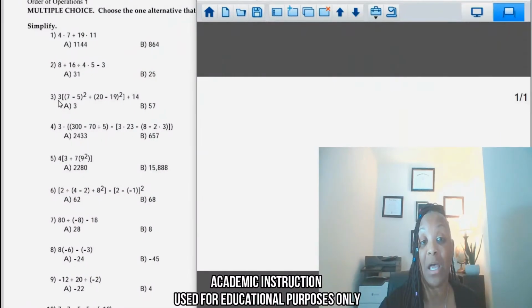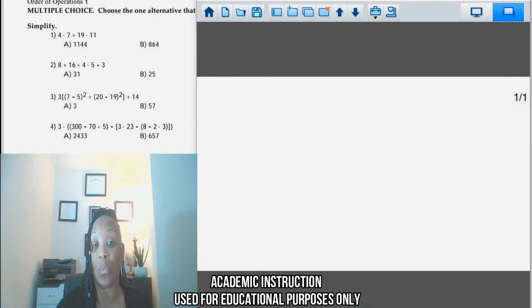We have 3 times, and that's everything that's inside of the brackets. So here we have parentheses 7 minus 5, which will be squared, plus in parentheses also 20 minus 19, which will also be squared, close bracket, plus 14. So now let's write that on the board. And here we have 3, and we know that this is in brackets.